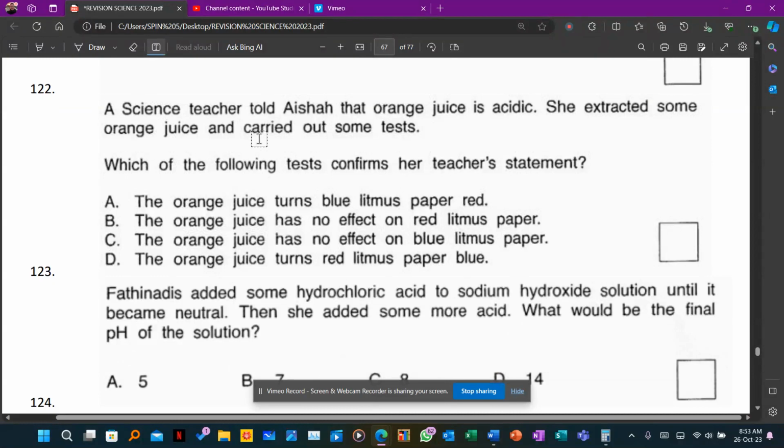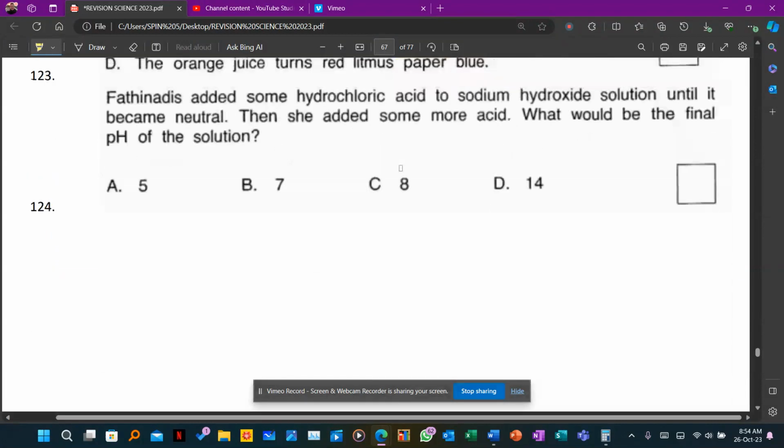Next one is about acid and alkali. Which of the following tests confirm that the substance is an acid? Acid will turn blue litmus paper red. Simple. Let's just continue. Question 14: add some hydrochloric acid to sodium hydroxide, so it becomes neutral. Neutral should be 7. Then add some more acid, so it means that it becomes acidic. Acid means the pH is less than 7. Just remember AC, so A comes at the beginning: 1, 2, 3, 4, 5, 6.